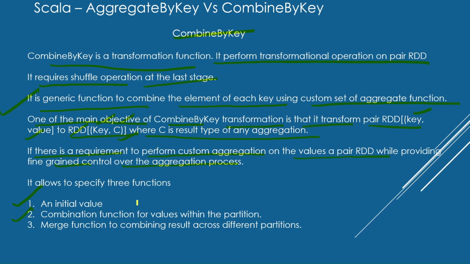This is the combination function for the values within the partition. The second function will combine all the values within the partition. And the third function is the merge function, to combine results across the different partitions. So the combination function on the values happens in each and every partition in the second step. The third step takes all the results of different partitions and combines them to form a single result.